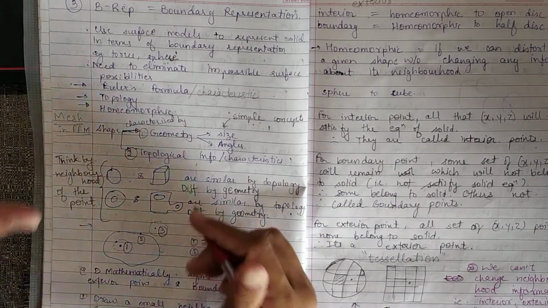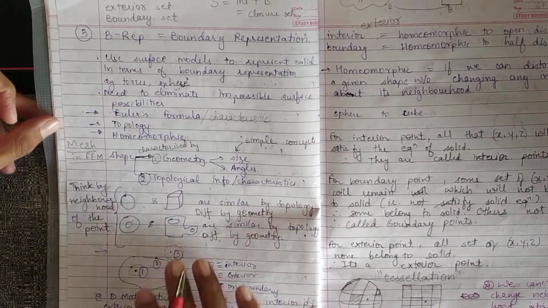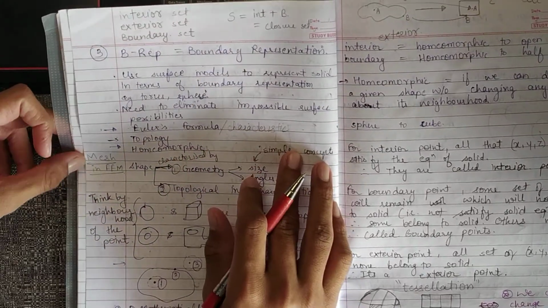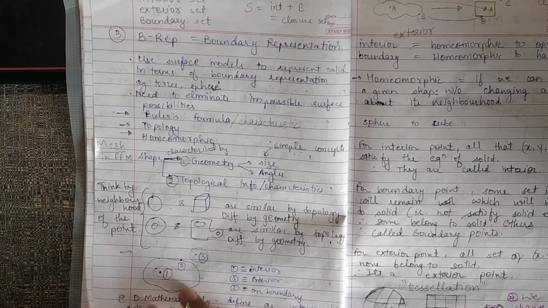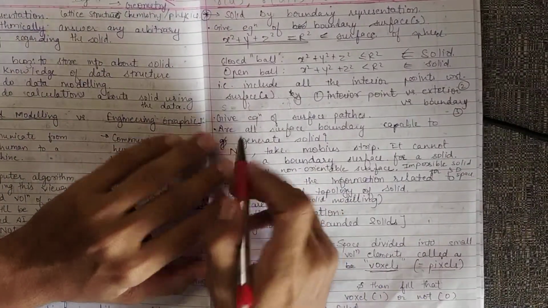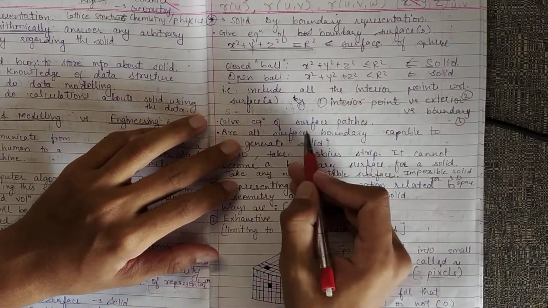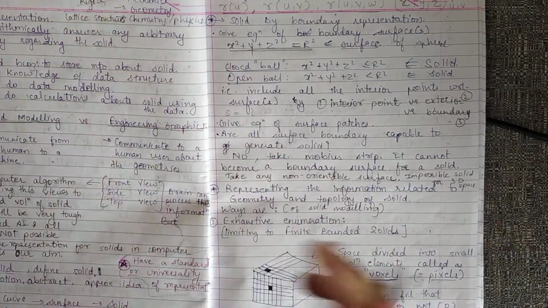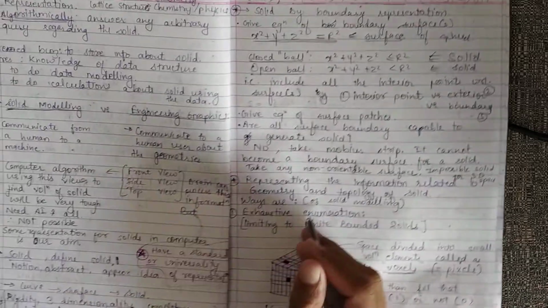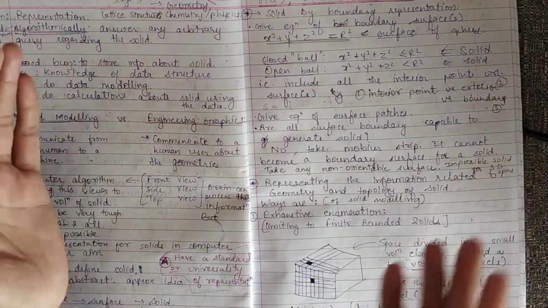So now this is the third method of representing a solid mathematically. This is boundary representation, which is very similar to what I have described earlier. I have described that we can define a solid by the surrounding surface patches it is captured by. So we can define the surface patches like a cube.